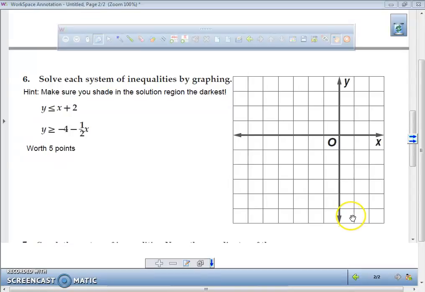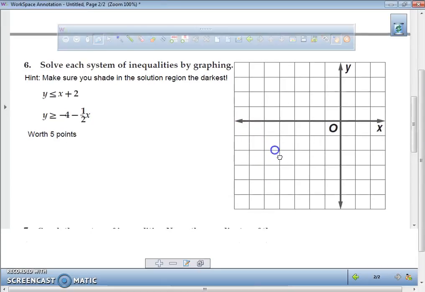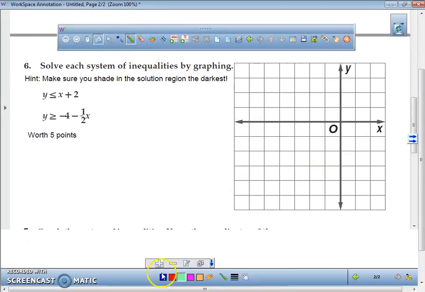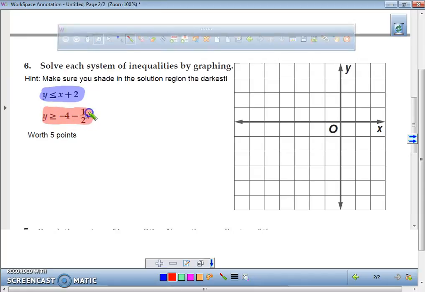Here's a system of inequalities that we're going to be reviewing. This is problem number 6 on our review. You'll have a question like this tomorrow. I'm going to do one in blue, do one in red. And if we do this correctly, we will have a solution region, or a feasible region, that will be in purple.